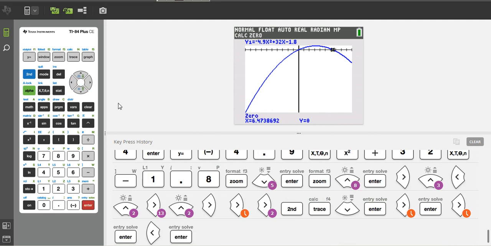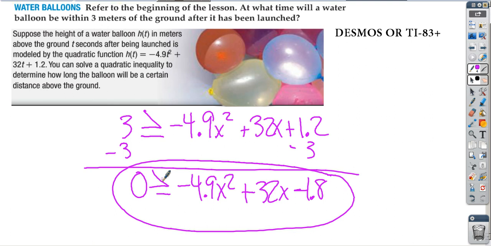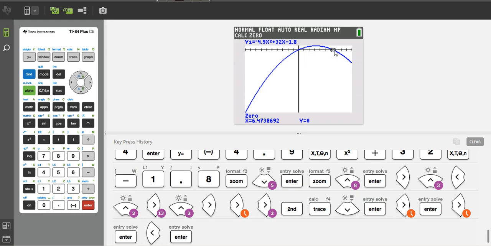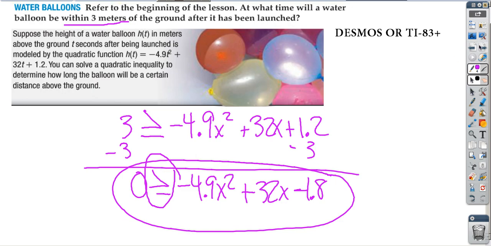So when x equals 6.47, now let's read this. We want this to be less than 0. The question is, at what time will the water balloon be within 3 meters of the ground? In other words, when will this thing be less than 0? Well, it's going to be below 0 after 6.47 seconds, because that's where the graph starts to go below the axis. So 6.47 seconds would be the answer.